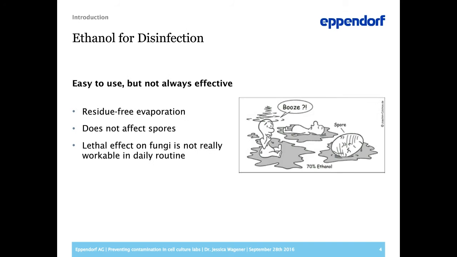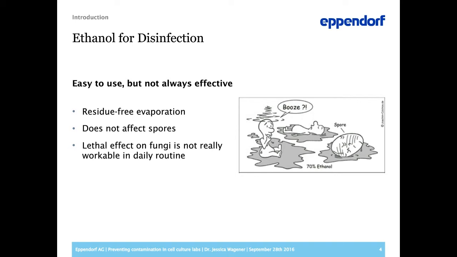In the majority of cell culture labs, 70% ethanol is the number one substance for disinfecting surfaces, equipment, etc. The good thing about ethanol is that it is very effective against bacteria, yeast, and some viruses. It is the only disinfectant which evaporates completely residue-free. Therefore, it is well suited for routine rapid disinfection, for example, of the work surface in the biosafety cabinet and equipment that is used in the hood.